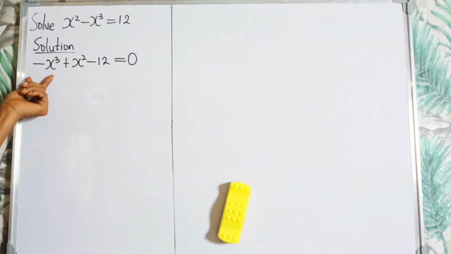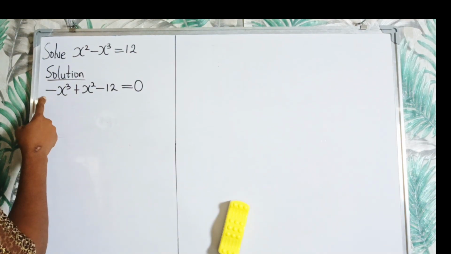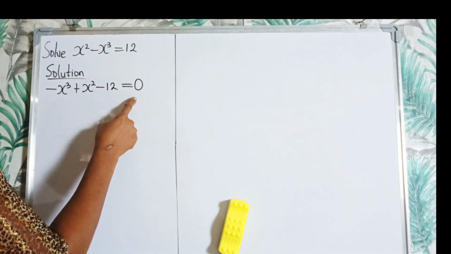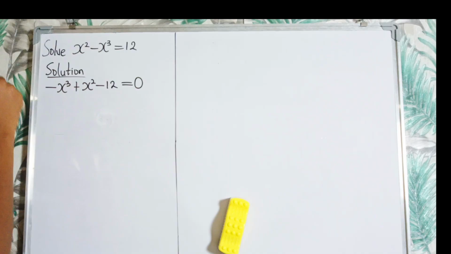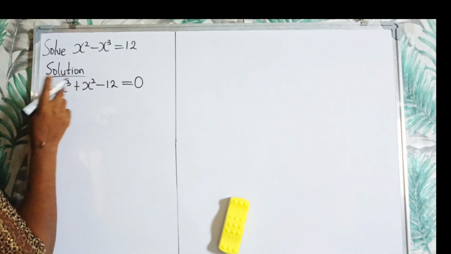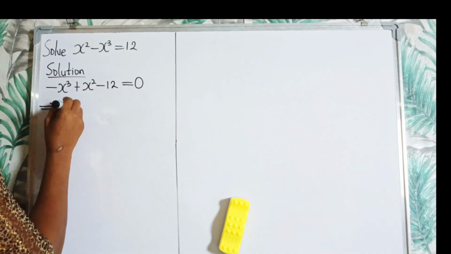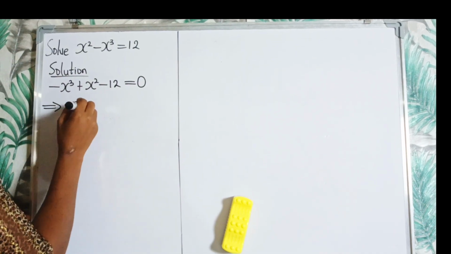Now, looking at the first term here with the highest power, there is a minus sign in front of it. For us to remove this minus sign, we have to multiply through the equation by minus 1. So multiplying through by minus 1, we have minus 1 times minus x cubed, which gives us x cubed.